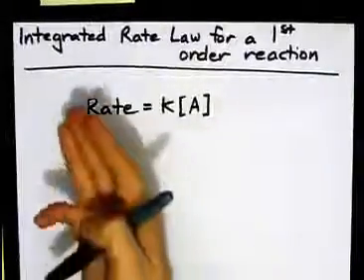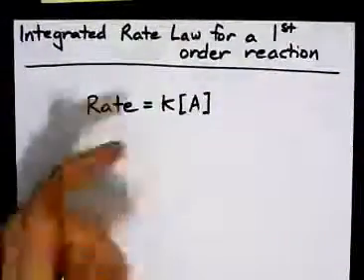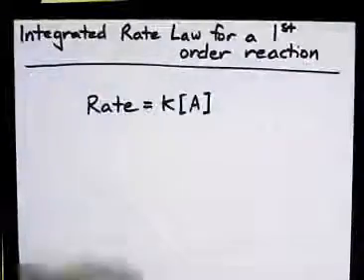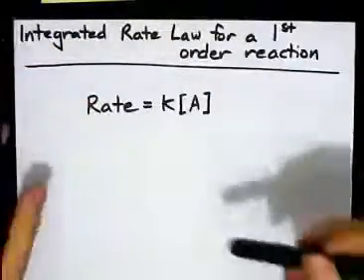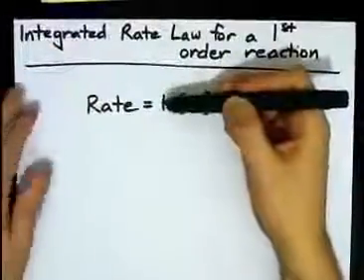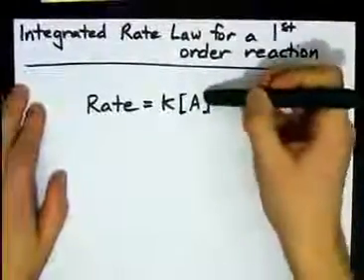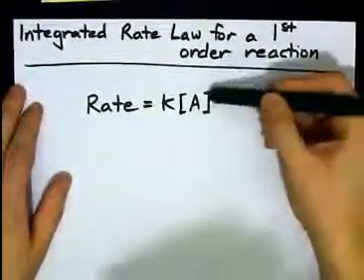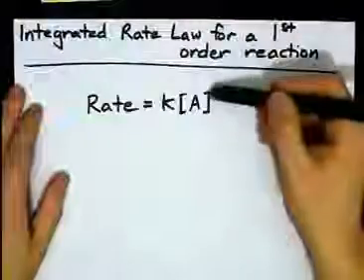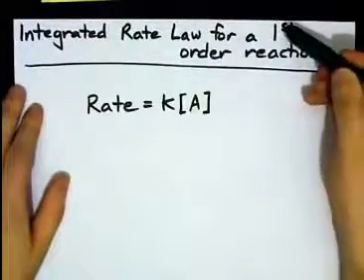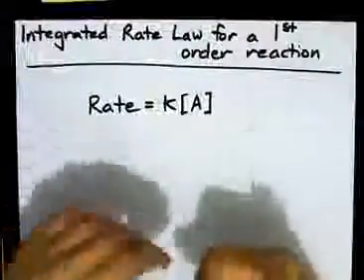Ahoy, mateys! Let's find the integrated rate law for a first-order reaction. A first-order reaction has the rate proportional to both a rate constant k and the concentration of A, linearly. Rather, the exponent is 1. That's what makes it a first-order reaction.